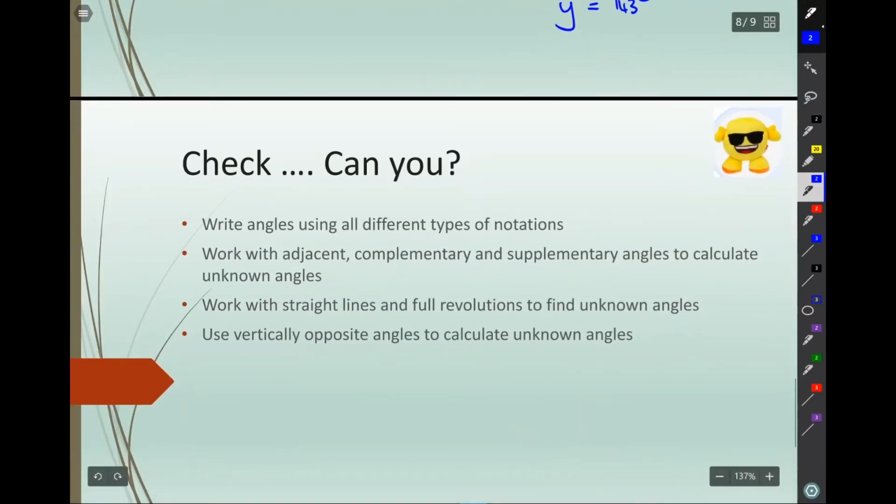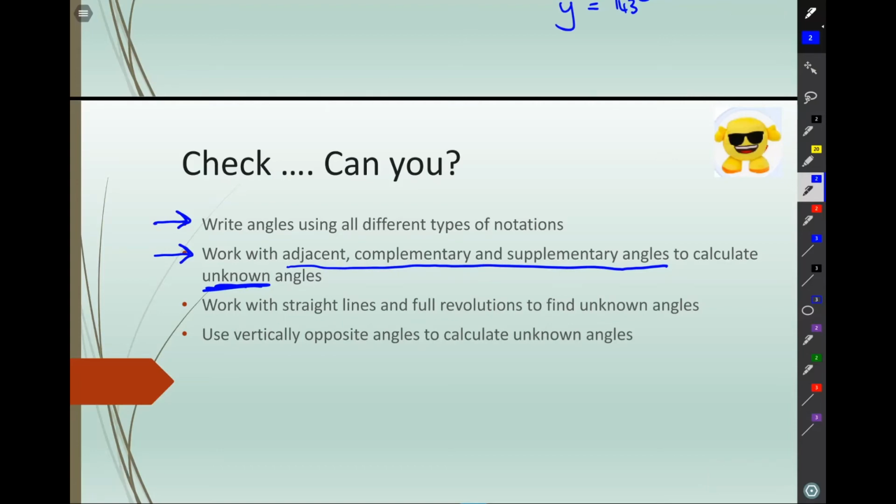Alright guys, now we went through that last video, and now in this video we've been through this point of the success criteria. We've looked at adjacent, complementary and supplementary angles, and we've used them to calculate angles we don't know. In the next video we're going to deal with these last two points. So now you're going to have a couple of questions to do to help practice the skills we've learned in this video. So if you can get started on them now, that would be great.